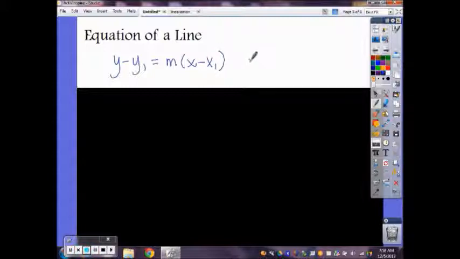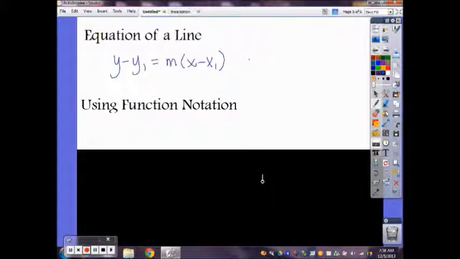Well, when you get into high school, you have to make it look a little more sophisticated. So we are going to start using function notation. Instead of y1, we're going to write the function evaluated at some c value. And then m times x minus x1, well, the x1 would be the c value, so minus c. So now I'm using function notation, the exact same equation of a line, but it looks a little more complex, even though it means the same thing.